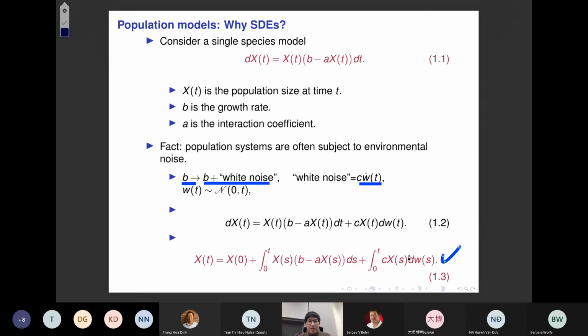If you are not familiar with stochastic differential equations, just take c equals 0. And then you just have differential equations.